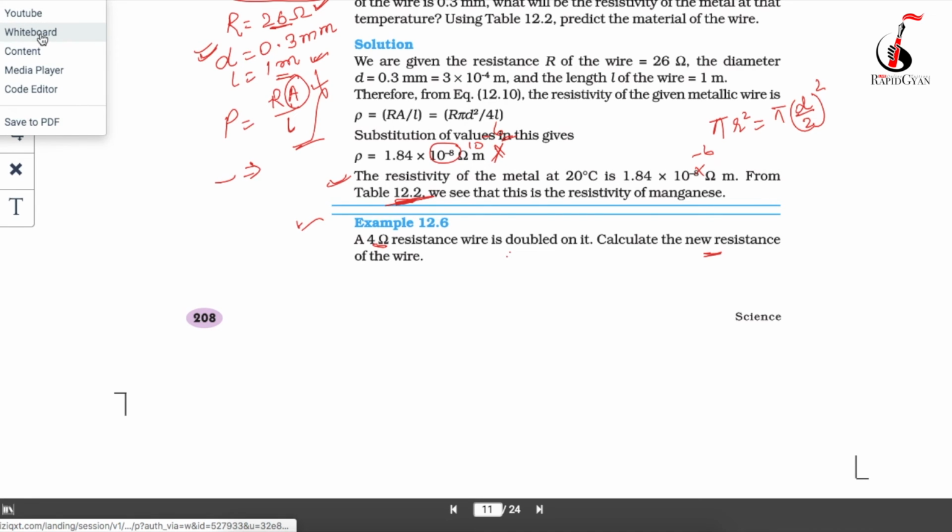So go to the next board. Okay, so I'll write over here. We know that resistance is equal to rho L upon A. Now they are saying that the new length, which I will call L dash, will become L upon 2.